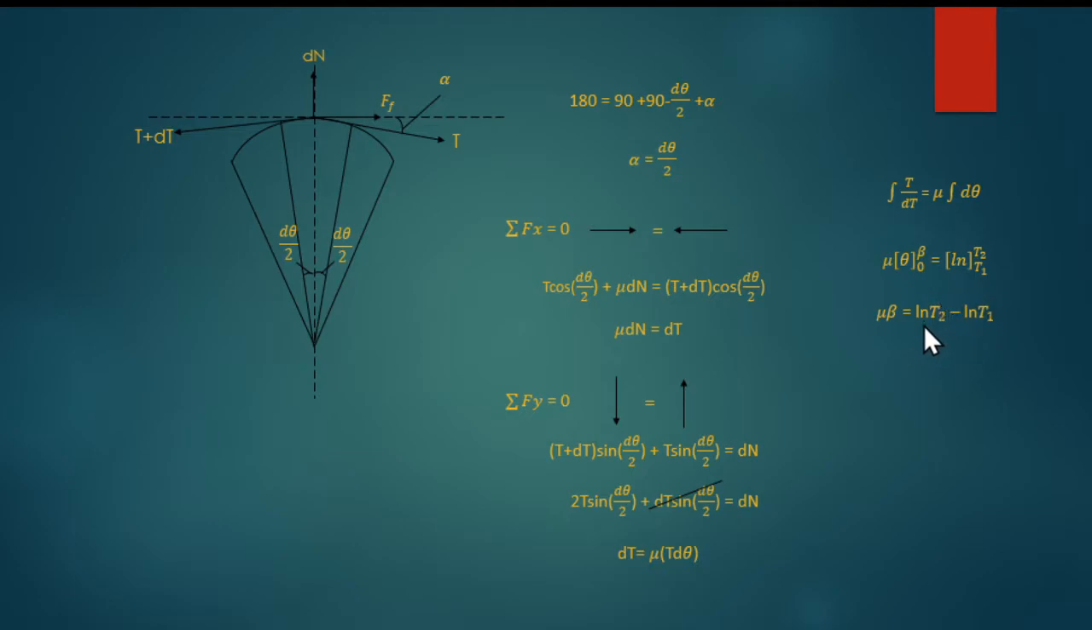So we know this ln, we can rewrite into exponential form. So ln T2 over T1, and we can rewrite into this equation. So the final equation is T2 over T1 is equal to exponential of mu times beta.